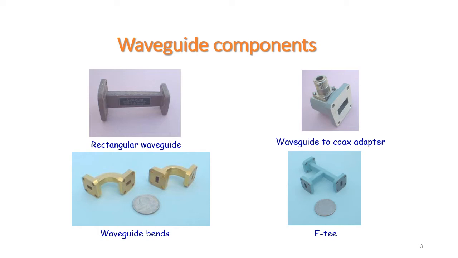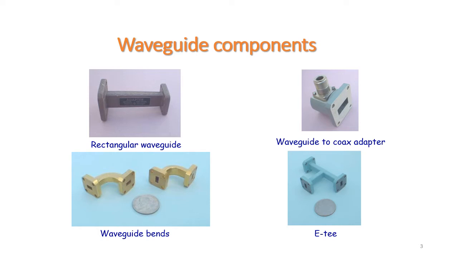It comes in various shapes like rectangular, circular, and elliptical, and it is hollow inside, so very high frequencies can be carried very easily. As it is a metallic structure, it is a lossless device, and similarly, it can handle very high power. Some waveguide photographs are shown in this figure.